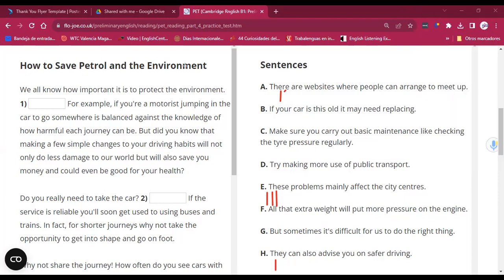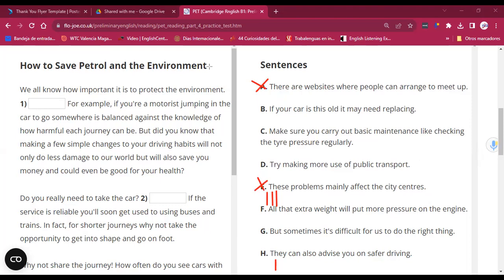Okay, so let's see your options. We all know how important it is to protect the environment. There are websites where people can arrange to meet up. What does people getting together have to do with protection of the environment? Nothing. So it is not letter A. Okay. Letter E. We know how important it is to protect the environment. These problems mainly affect the city centers. Which are the problems? They don't mention any problem here. So it is neither A nor E.